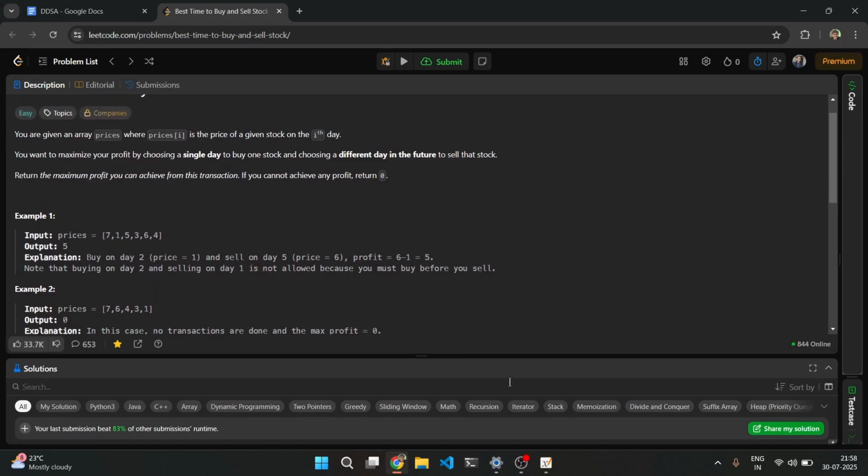Let's try to solve it on the notepad and see how we can solve this problem. First, let's take a random array example: 2, 1, 9, 17, 1, 20. What the problem wants us to find is the maximum profit. So we need to buy and then sell it.